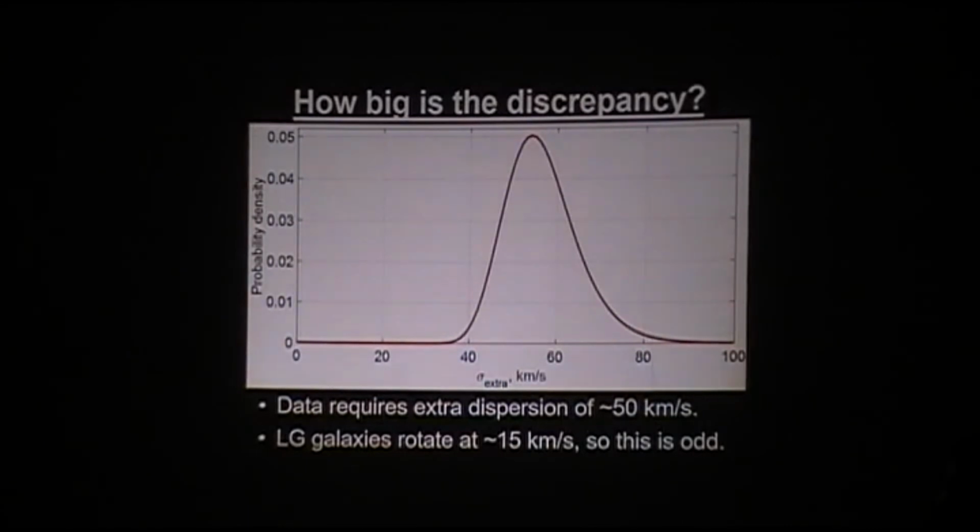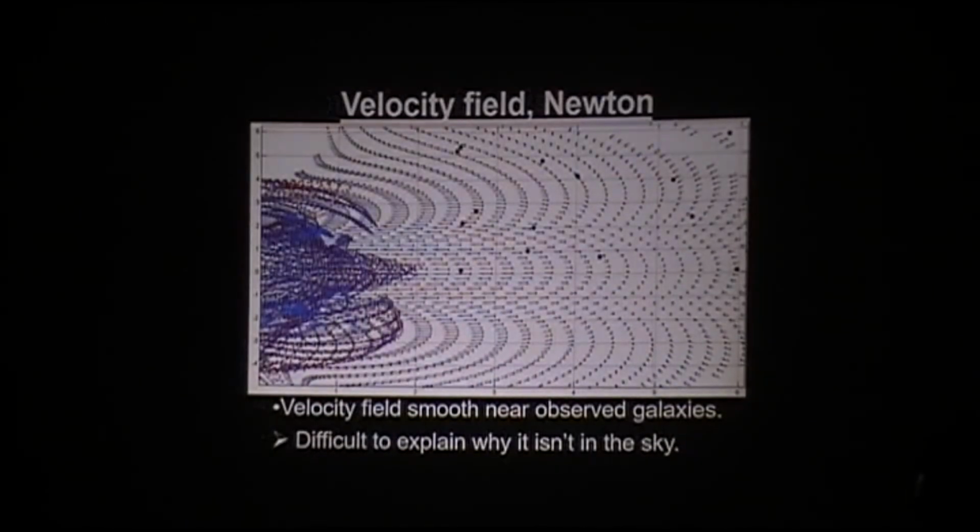So just so you know, the discrepancy is about 50 or so kilometers a second. So very high actually. The thing is that the velocity field should be quite smooth in these regions. So it's difficult to explain what's been going on.